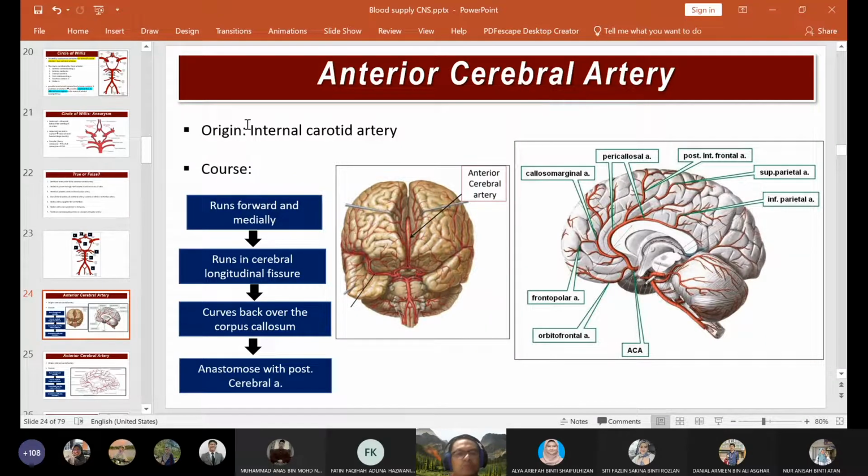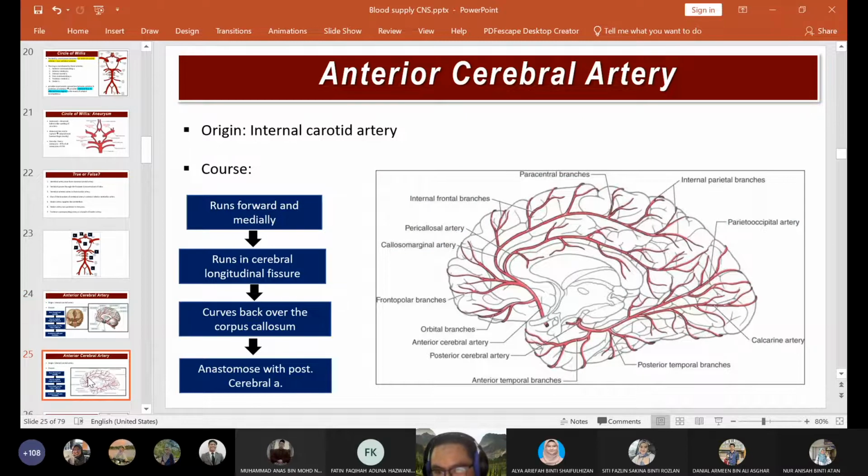Okay, now anterior cerebral artery. Let's go one by one. So you know that it's a branch of internal carotid artery. Mula dia runs forward dulu ke depan and medially in the longitudinal fissure yang bahagi dua di antara left and right hemisphere. Okay. And then it curves back over the corpus callosum. Look, nampak dia curve. It curves depan atas. So it anastomoses then with the posterior cerebral artery. So this is posterior, dia anastomose kat sini. So anterior cerebral di depan, then dia curve over the corpus callosum.